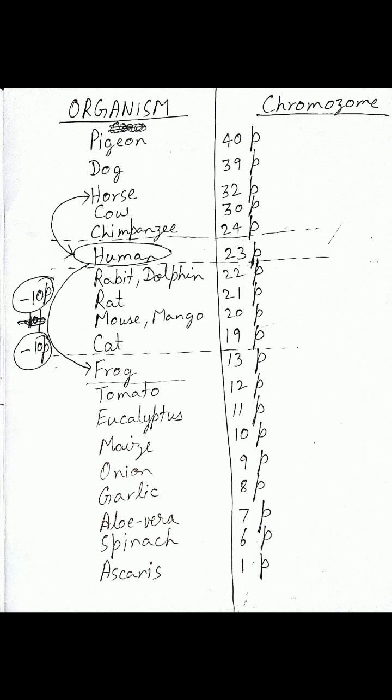humans that starts with H. Another friend of humans that starts with H is 32. It's horse. Horse has 32 pair of chromosomes.